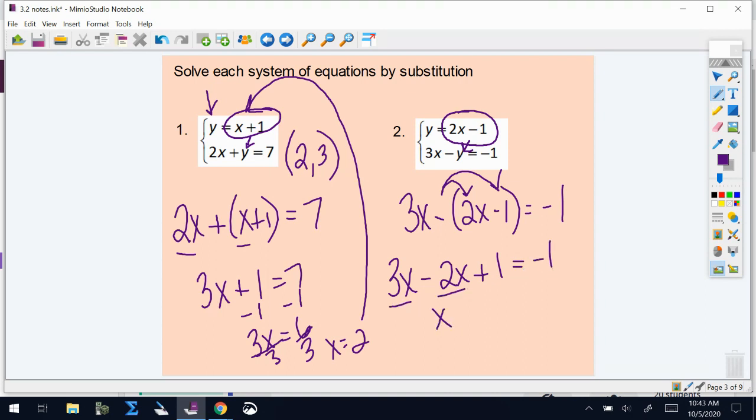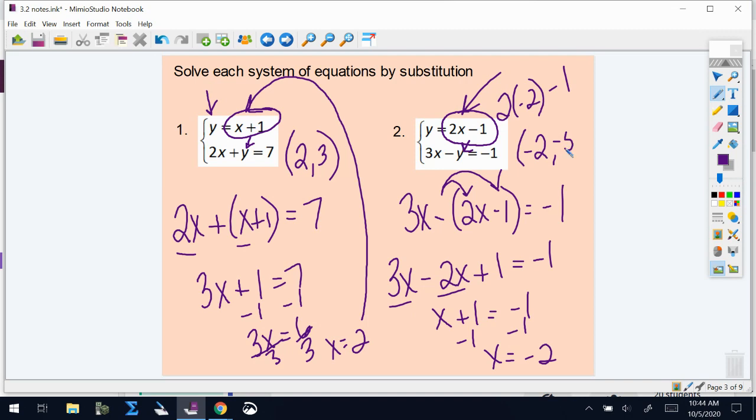3x minus 2x is just 1x, or x. Subtract 1, you get negative 2. That is half of your answer. You're going to take that -2 and put it right here in that circled expression. So you're going to have 2 times -2 minus 1, which you can do in your head or with your calculator. You get -5. So my answer is -2, -5. That is the point where these lines would intersect. It's the x and y values that would make each true.